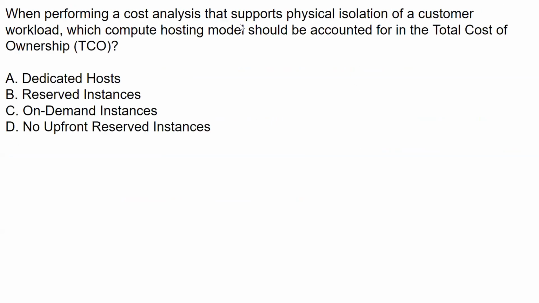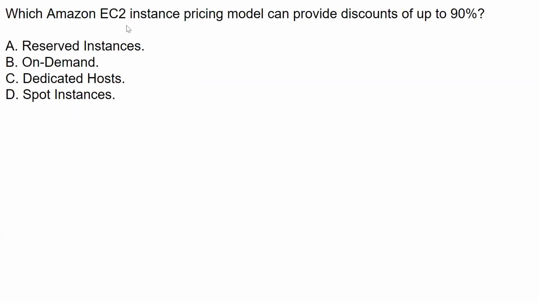When performing a cost analysis that supports physical isolation of a customer workload, which compute hosting model should be accounted for in the total cost of ownership? Dedicated host, reserved instances, on-demand instances, no upfront, reserved instances. Dedicated hosts. Which EC2 instance pricing model can provide discounts of up to 90%?